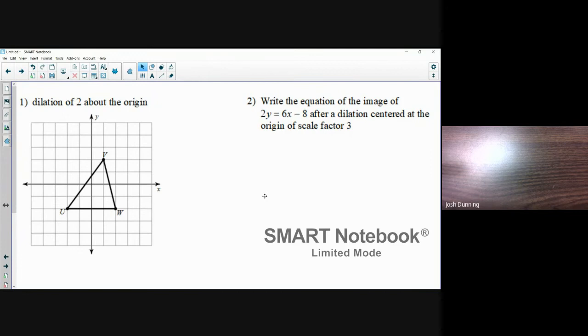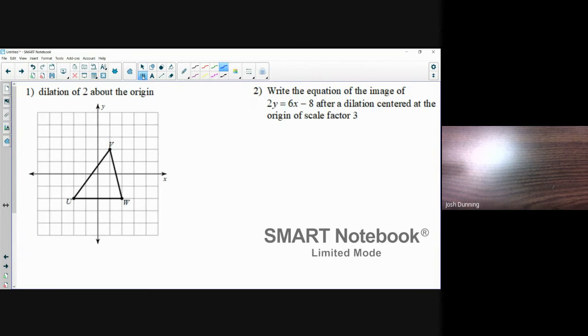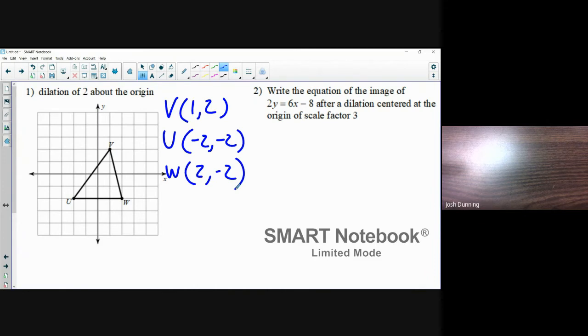All right. Now, just to go over that again. When the center is on the origin, all you got to do is multiply the coordinates. So let's list them out here. V is 1, 2. Remember, it's x, y. U is -2, -2. W is 2, negative 2.